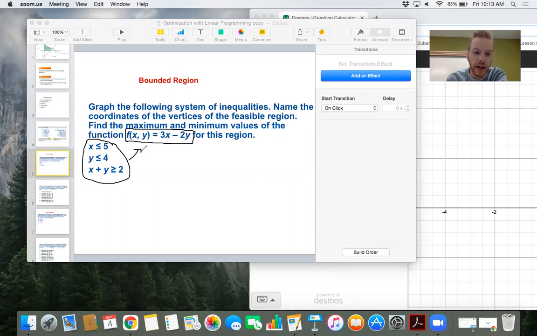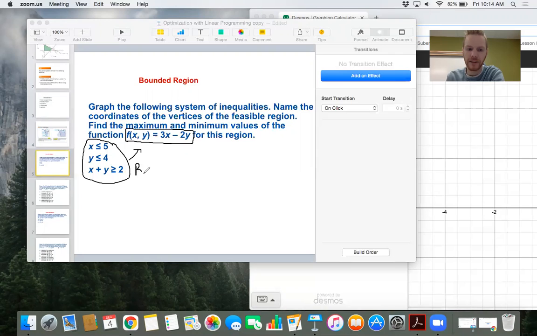I can only plug in x values that are less than or equal to 5. I can only plug in y values that are less than or equal to 4. And then, to put another restriction on there, x plus y can only be equal to 2 or bigger than 2. So these are restrictions. I'll put R there for restrictions.